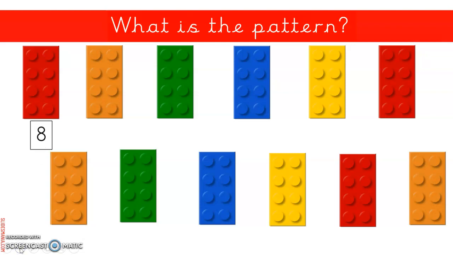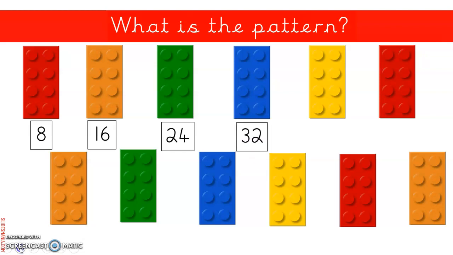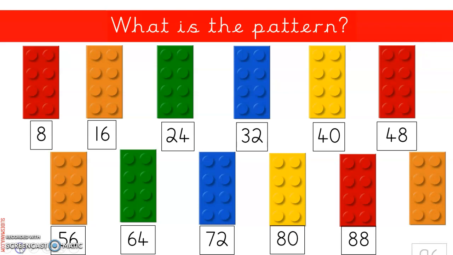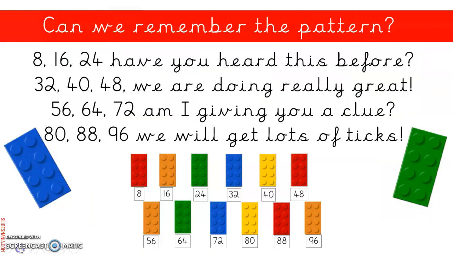Count with me. 8, 16, 24, 32, 40, 48, 56, 64, 72, 80, 88 and 96. Quite a tricky pattern, but you'll notice they're all even numbers. There are no odd numbers in the 8 times table.